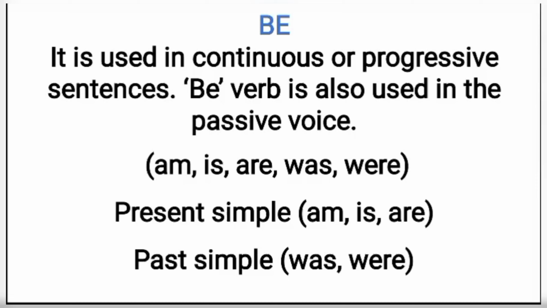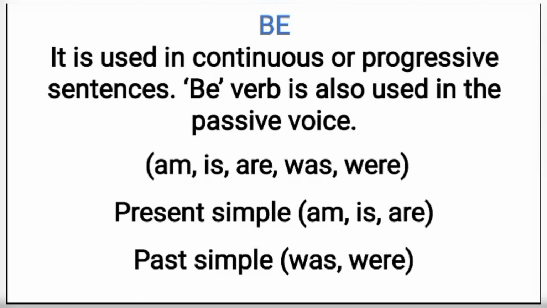The verb be is irregular in form. It is used in continuous or progressive sentences. The be verb is also used in the passive voice. It has the following forms: am, is, are, was, were.